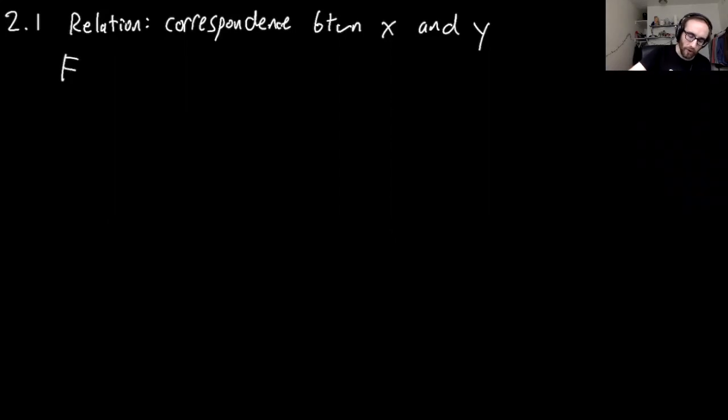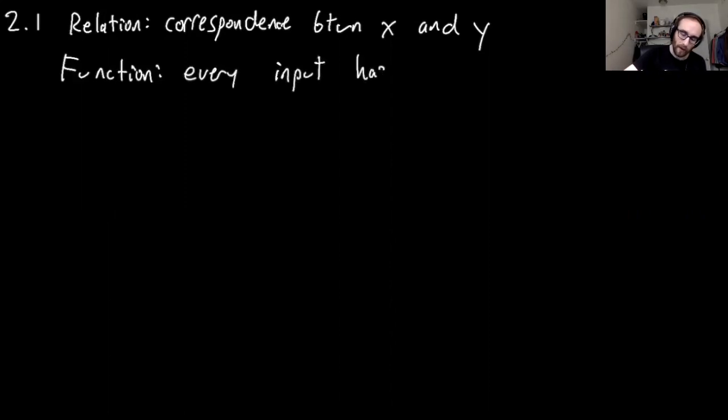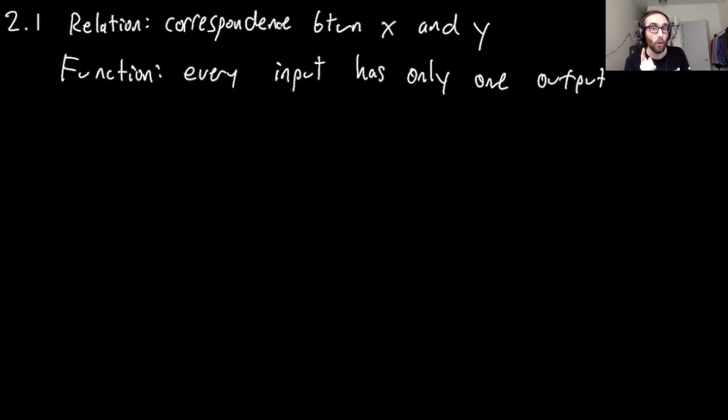You might have seen a function defined in earlier classes as a relation where every input has only one output. So for each x, there's only one corresponding y. Our book defines it similarly, just using a little bit of different language. Our book is using two sets of numbers, x and y, which are two different sets of numbers.